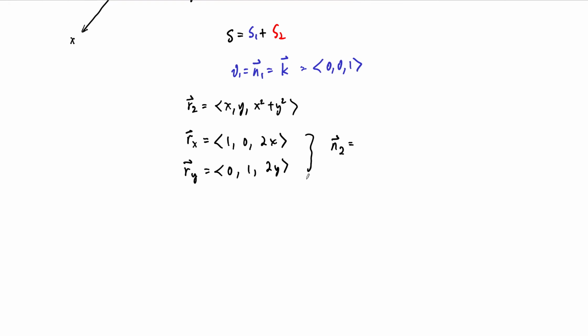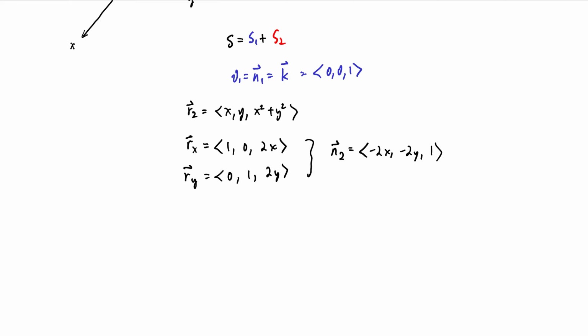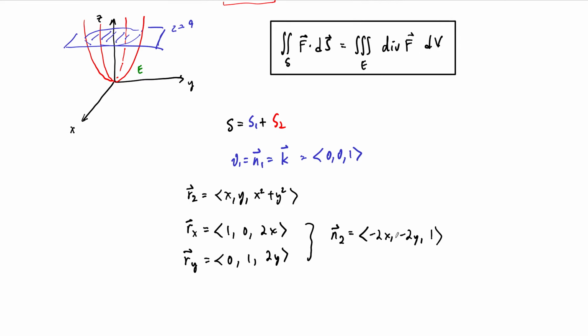Let's just see. So when we cross this, we get what? We get negative 2x, negative 2y, and then 1. And so this is outward pointing. No, this is not outward pointing, I'm sorry, because you can just plug in the origin, and you see that when x and y are both 0, this points up into the surface. It points up in the z direction, and this should be pointing down in the z direction, away.